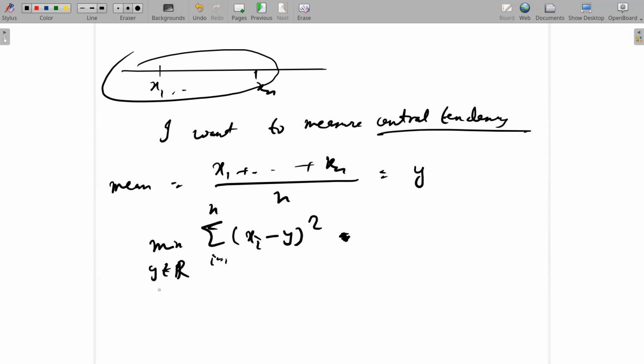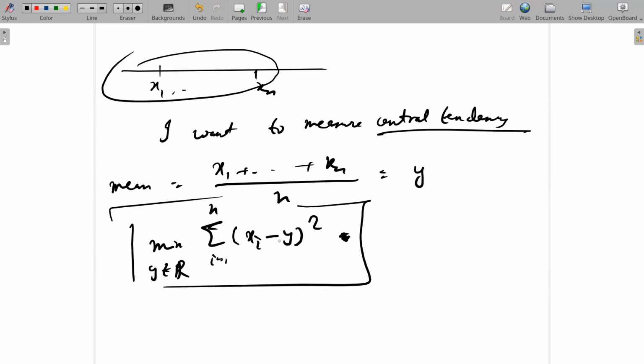So you want the argmin of this quantity. This is a measure of central tendency. You want to find a y such that the differences between all these data points and y are quite small. It turns out the argmin, that means the particular y which minimizes this, is in fact equal to the mean that is familiar to you.